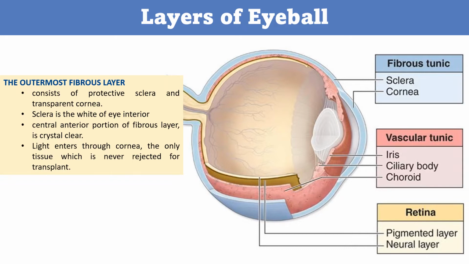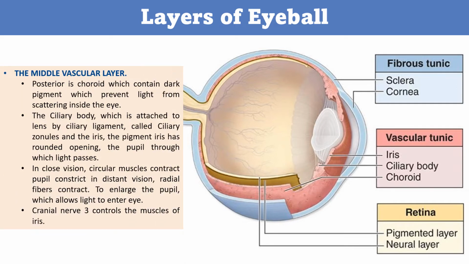The central anterior portion of the fibrous layer is crystal clear. Light enters through the cornea, the only tissue which is never rejected in transplant. Then we have the middle vascular layer. Posterior is the choroid, which contains dark pigment that prevents light from scattering inside the eye. The ciliary body is attached to the lens by the ciliary ligament called ciliary zonules, and the iris.